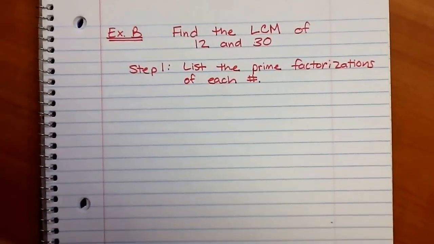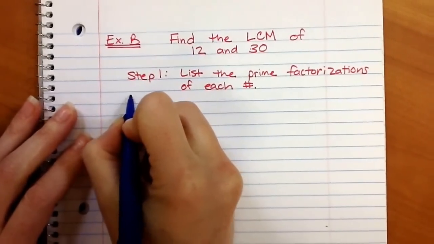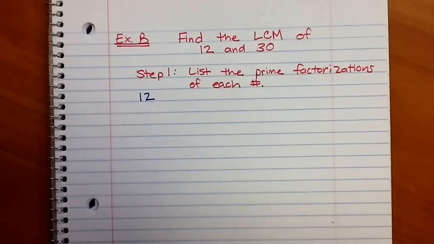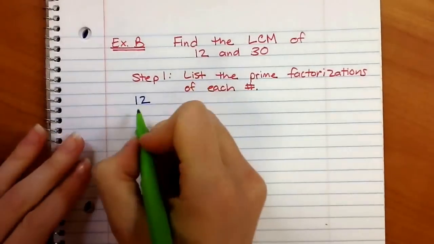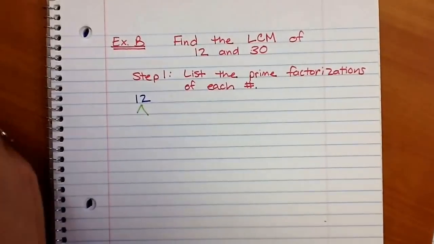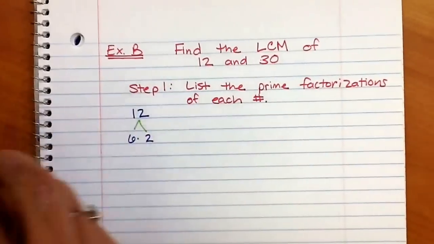So if I was going to do this, I would take 12. I'm going to put 12 over here, and I am going to find my prime numbers. I'm going to do this one with the tree, so I'm going to break off some branches. And I'm going to say 6 times 2 gives me 12.